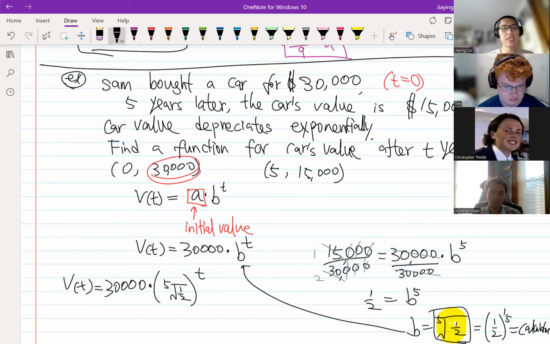But I'm just being a little bit lazy at this point, because a problem like this, if I give it to you, you can probably just put it in the calculator and figure out what that is.